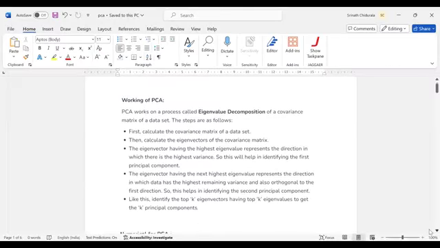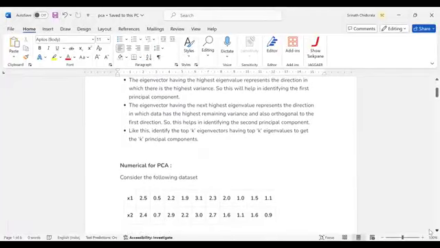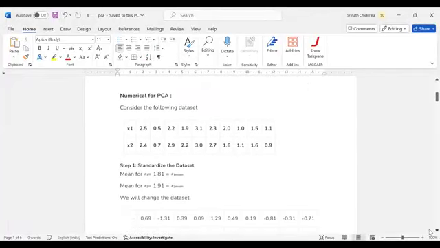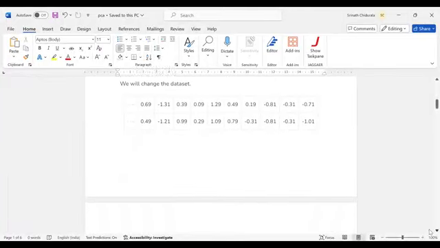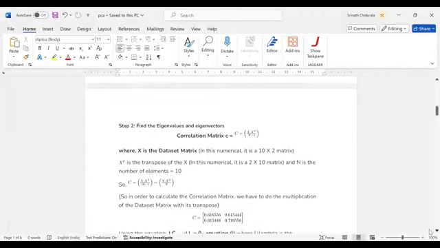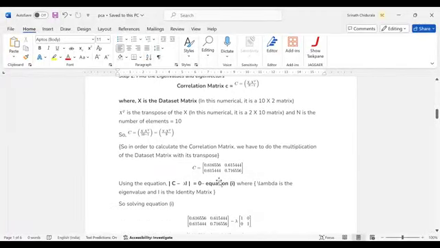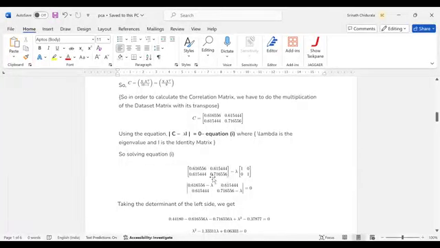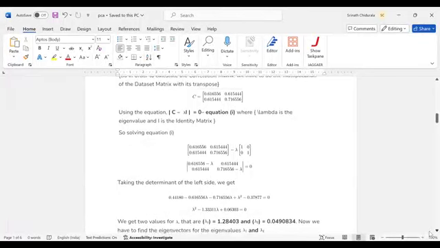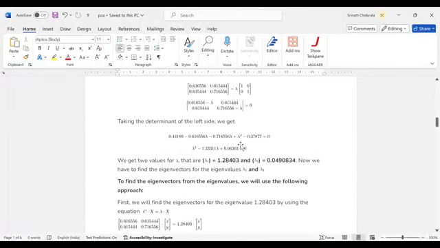Now, this is the document which I would share with you. So here there is an example. This is the data set. Here it got standardized. Here is a correlation matrix which has been calculated. Then this is my equation, A minus lambda I, and based on this, lambda gets calculated. These are the two values. So this is my quadratic equation.